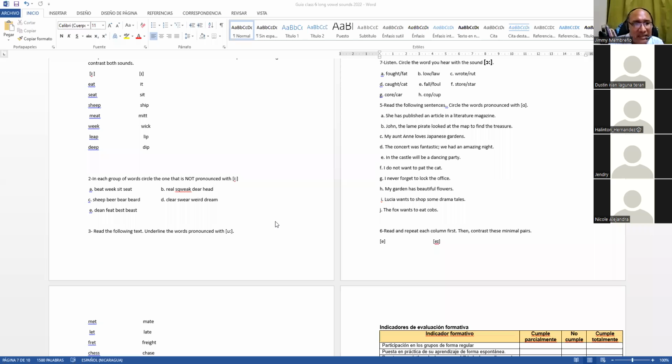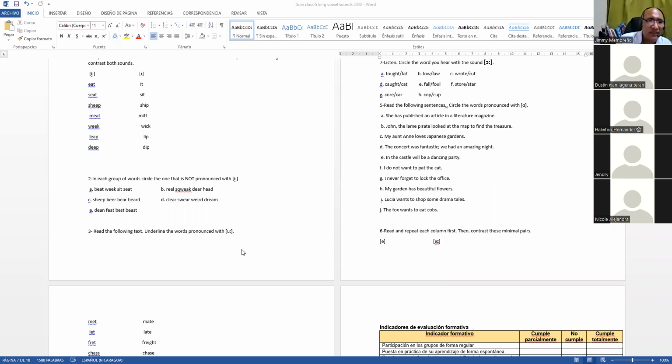Sheep, beer, bear, bird. Clear, swear, weird, dream. And the last one: dean, feet, best, beast. Remember that you're going to circle the sound that is not the long E sound.